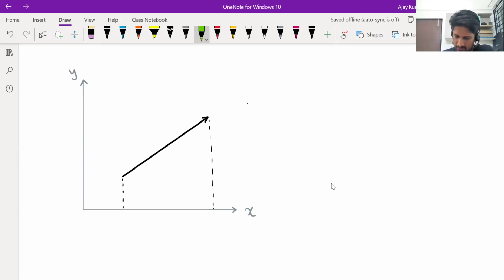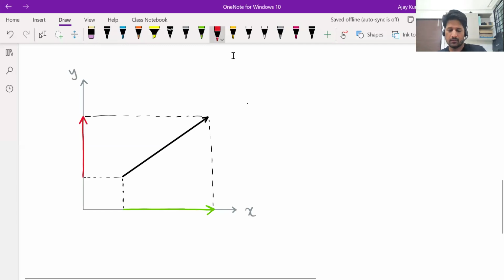Now imagine the components of this vector along x and y-axis. The x component will be this green arrow that I'm drawing. And the y component, drop perpendiculars from the tail and the head onto that y-axis. The y component will be this orange vector that I'm drawing. Orange, red, whatever. Okay. So we know how to take components. All we need is the magnitude of the vector and the angle it makes with x-axis or y-axis. We can tell the lengths of those components.